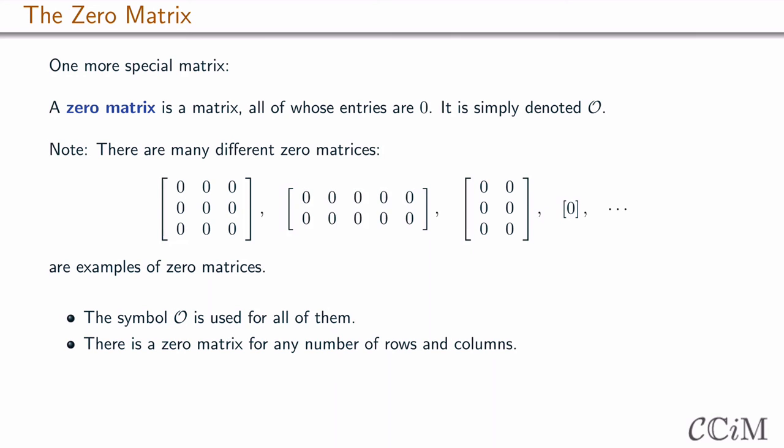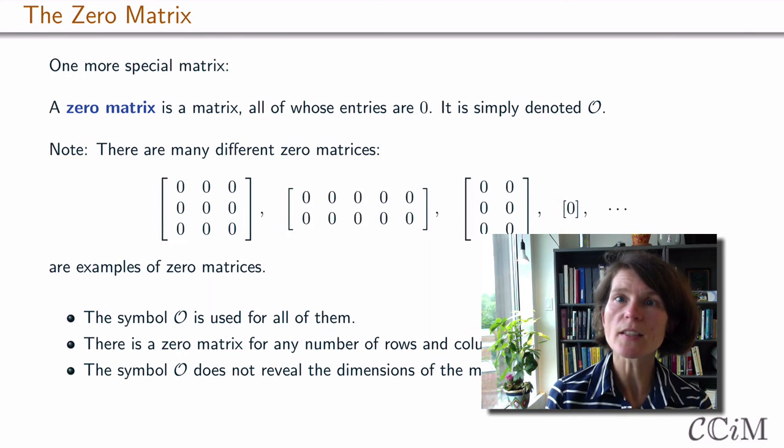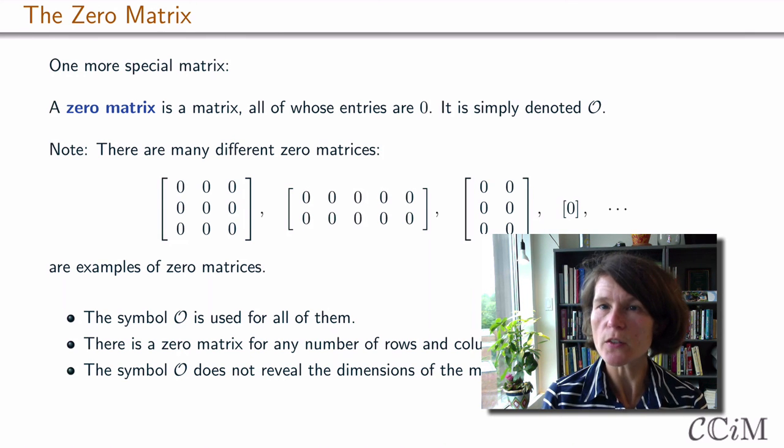There's actually a 0 matrix for any number of rows and columns. The symbol 0 does not reveal the dimensions of the matrix, and so the context has to make it clear what zero matrix we're actually talking about.